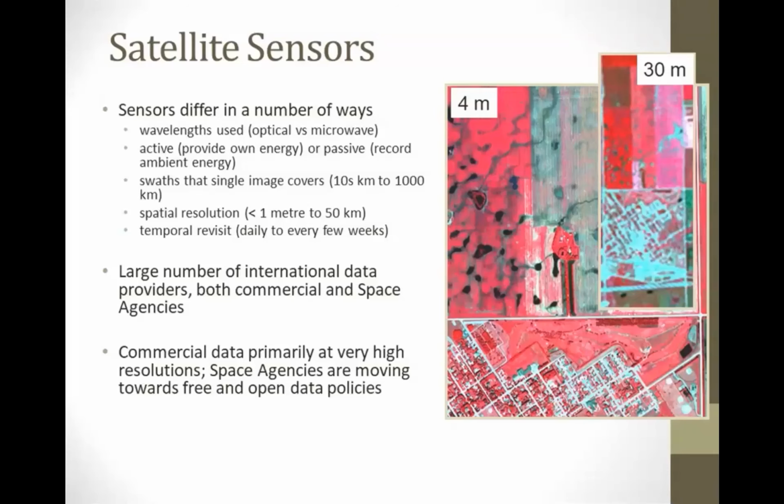There are a large number of international data providers. Many of those are commercial providers. They tend to provide those very high-resolution satellites. But there are a large number of satellites where the data is made available through international space agencies. And what's important to note is that those space agencies are moving more towards free and open data access. So this is data that you can download from the internet and start working with right away.